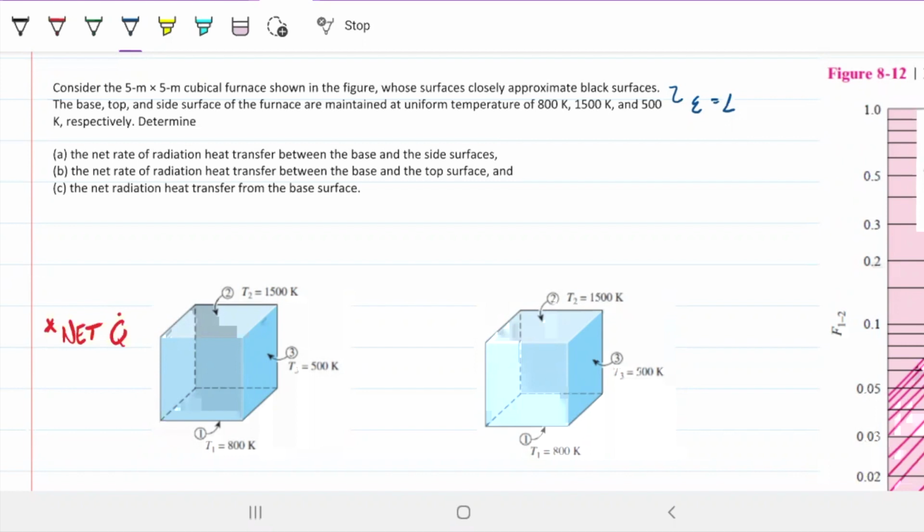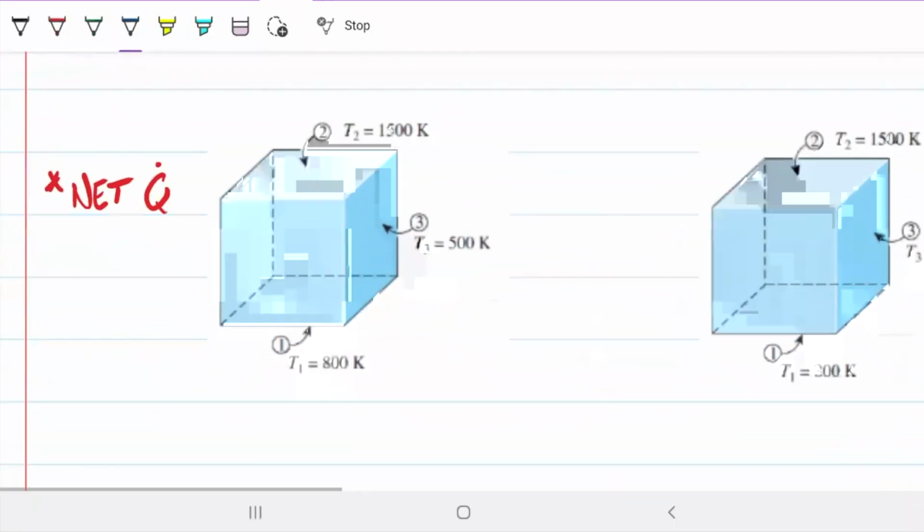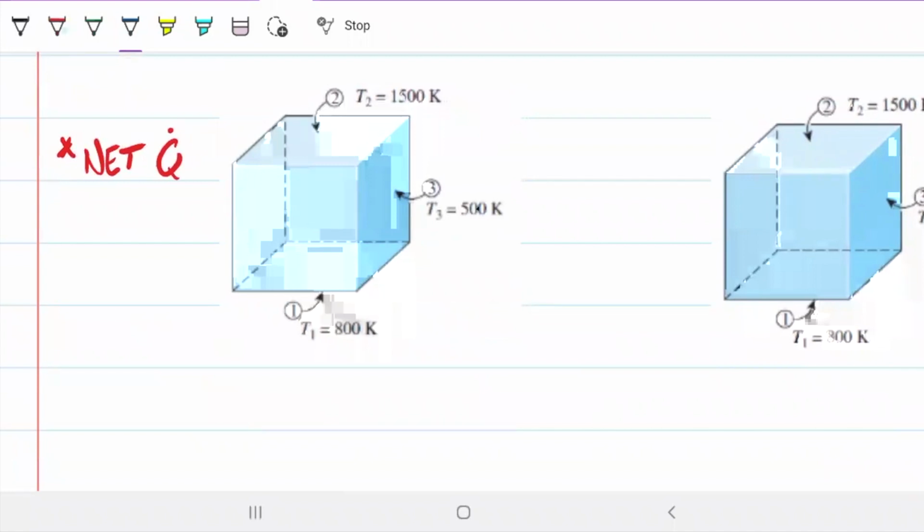Determine the net rate of radiation heat transfer between the base and the side surfaces, the net rate of radiation heat transfer between the base and the top surface, and the net radiation heat transfer from the base surface. So we're going to go into this drawing here, and I'm going to draw the net Q for what's going on here.